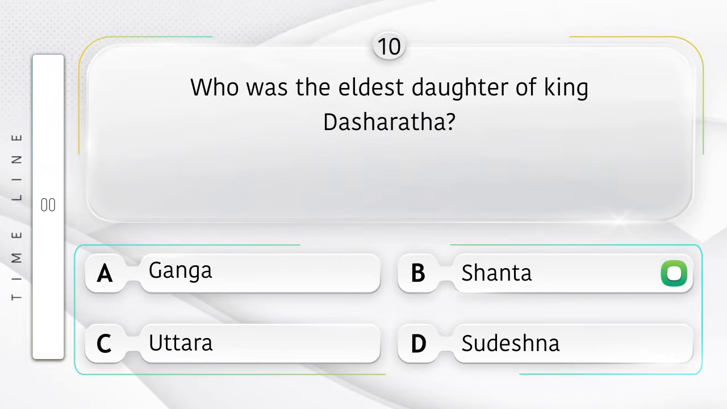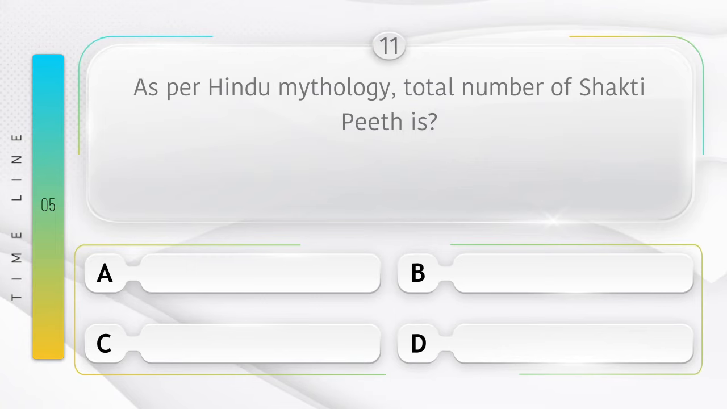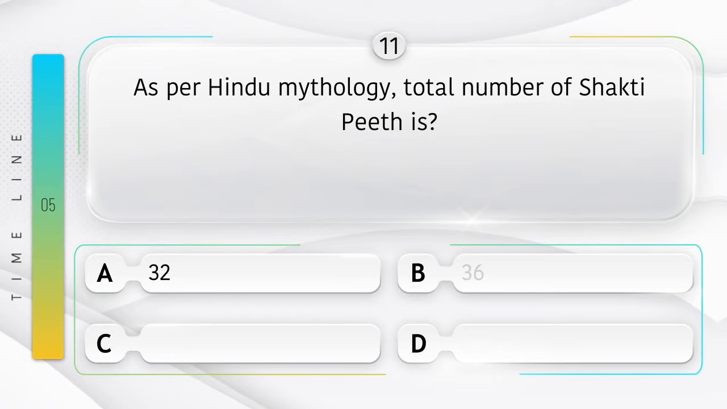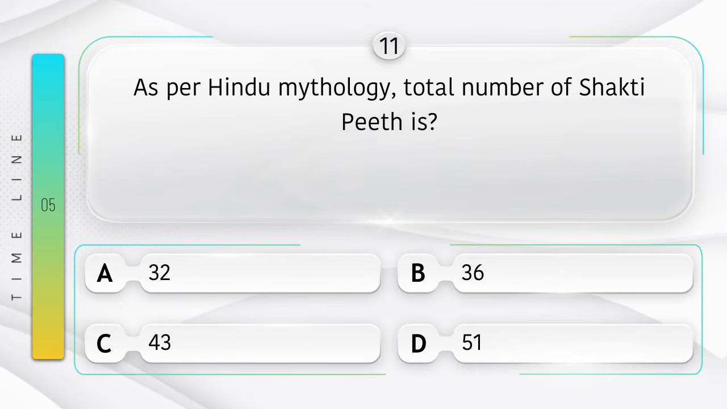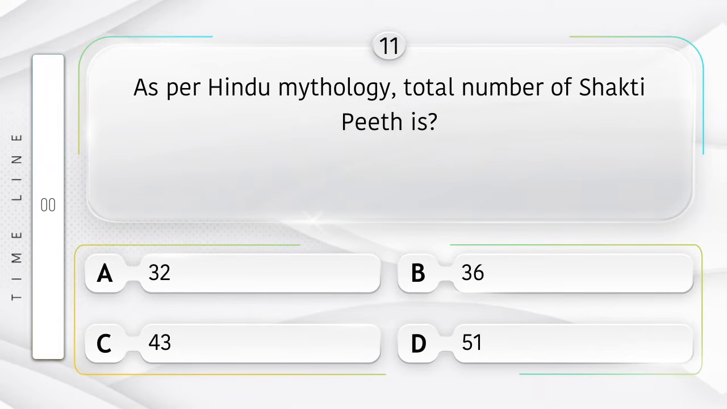As per Hindu mythology, the total number of Shakti Peeth is? Option A. 32, B. 36, C. 43, D. 51. Answer is option D. 51.